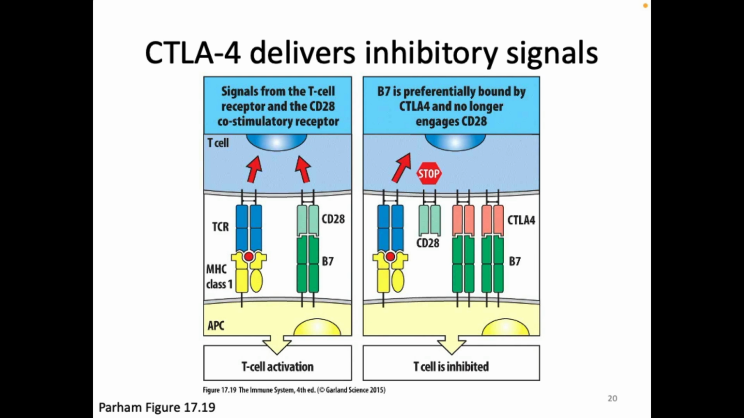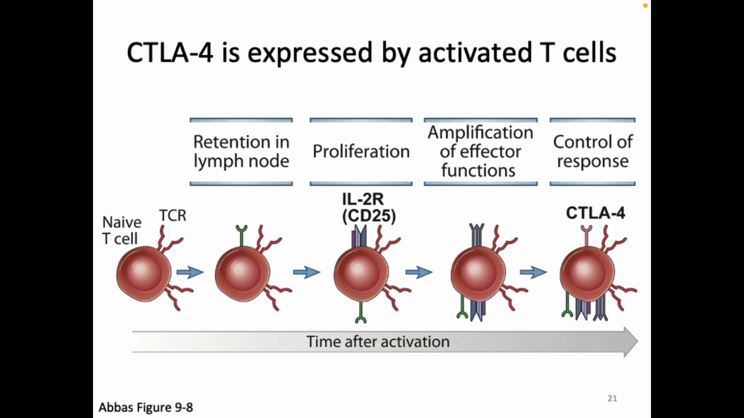Well, that T cell is actually going to start making another new gene as well. And the new gene that this T cell is going to start making is this gene called CTLA4, which you can see here. You can also see this on this next slide. So here's my naive T cell.